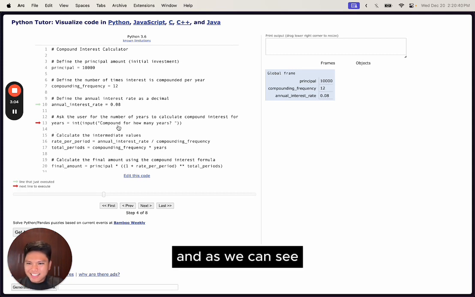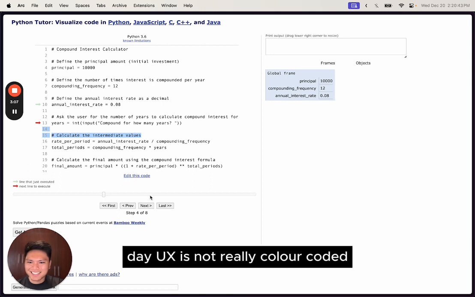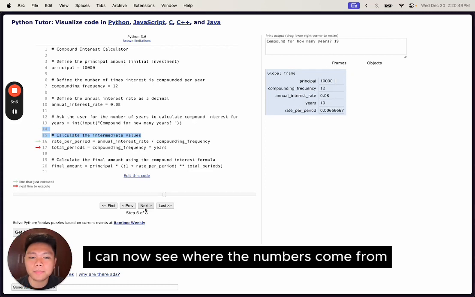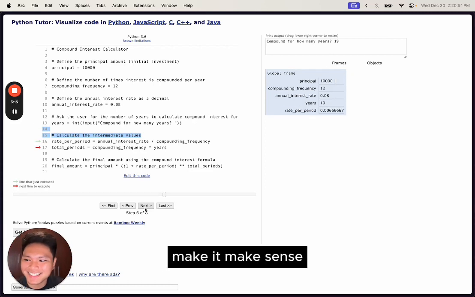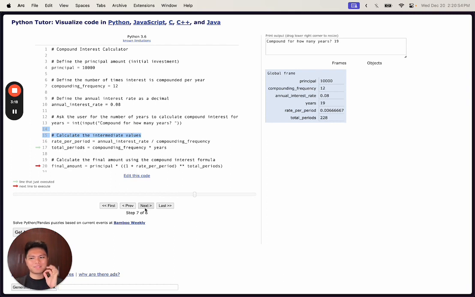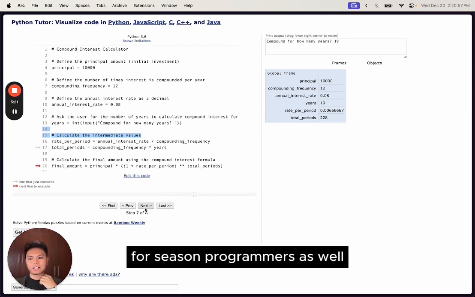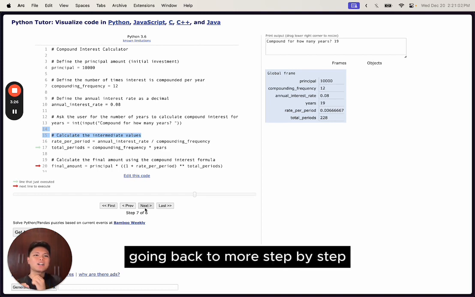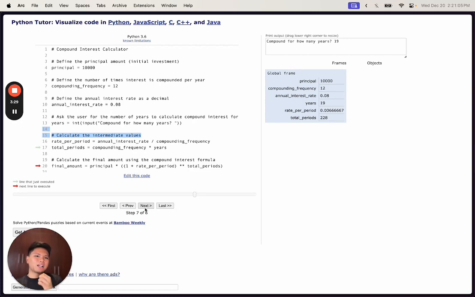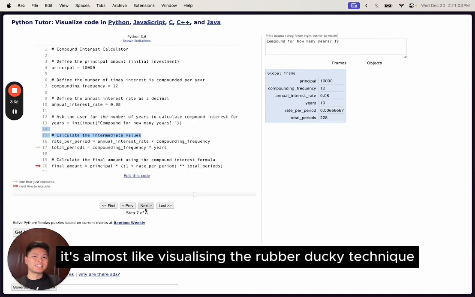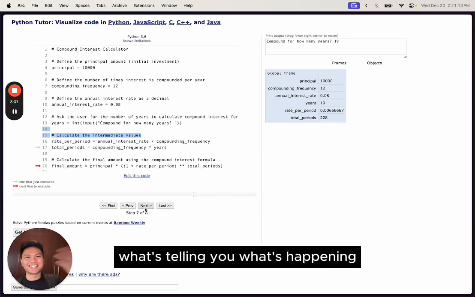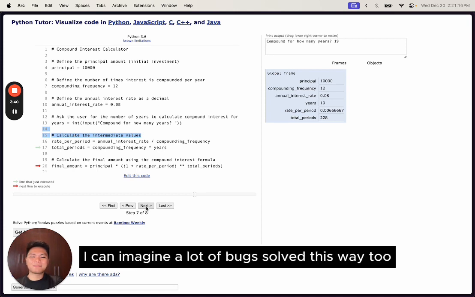And as we can see, though this is a bad code editor, the UX is not really color coded, but as you can see, I can now see where the numbers come from, and it helps me make sense. Second is it's really helpful for seasoned programmers as well, I would argue, because although things can get pretty complex, going back to more step by step, it's almost like visualizing the rubber ducky technique, except you're the rubber ducky and the code interpreter is what's telling you what's happening. But through that, I can imagine a lot of bugs solved this way too.